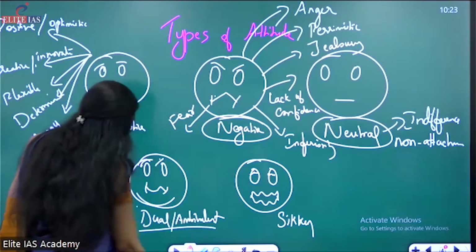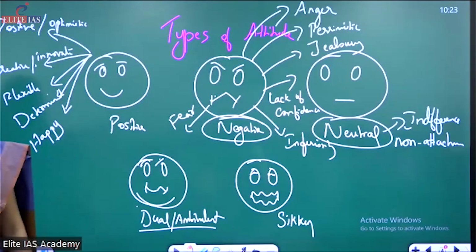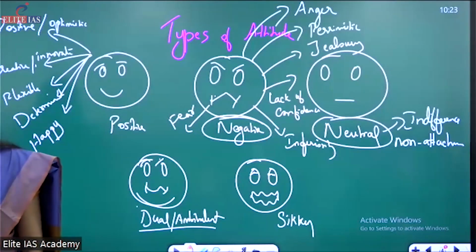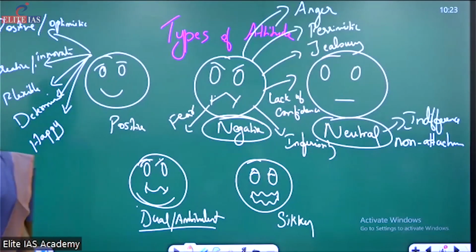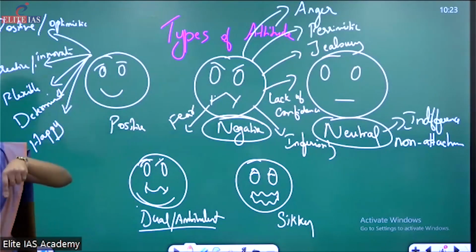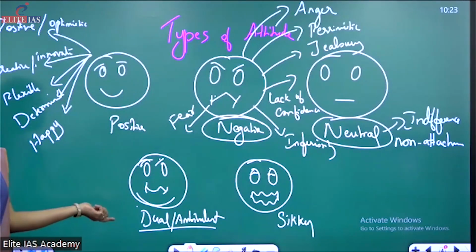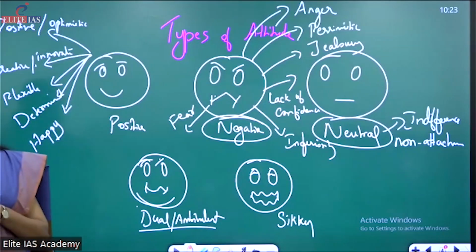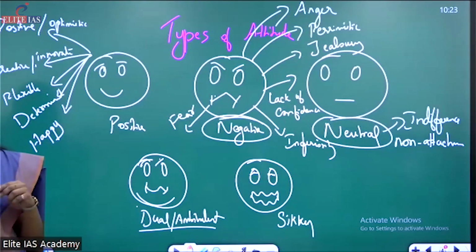Dual and ambivalent. So these types are not favorable. Okay, a non-favorable attitude. For a civil servant especially, dual or ambivalent, because all these we are studying in relation to civil servants only, civil service. Ambivalent attitude, dual or ambivalent? Almost doubtful. Doubtful, very good.